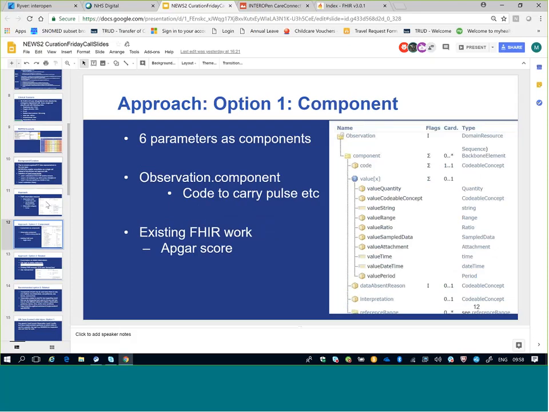Now, when it came to individual parameters for NEWS2, there were a number of ways we could model it. We could use observation.component, which is part of the observation resource, and which gives you a code and value. So technically, we could have put observation component code is pulse, and this is the value. And that looks quite a simple design, as it's in a single observation resource. And there is an existing example of FHIR on international APGAR score, which uses component.